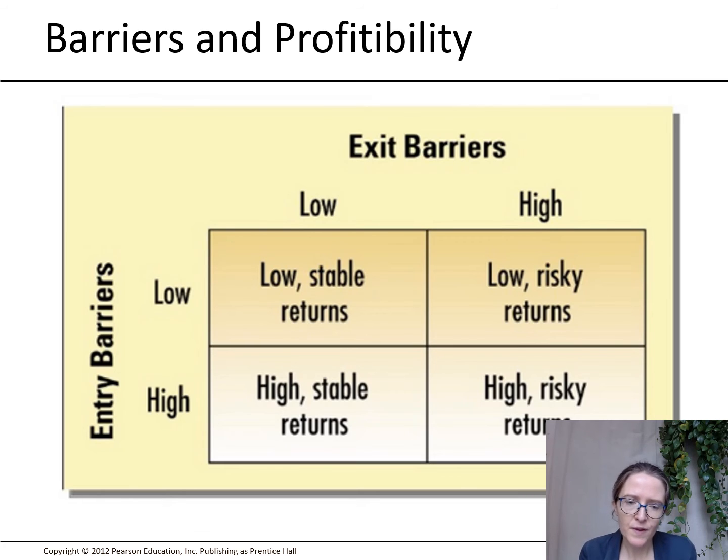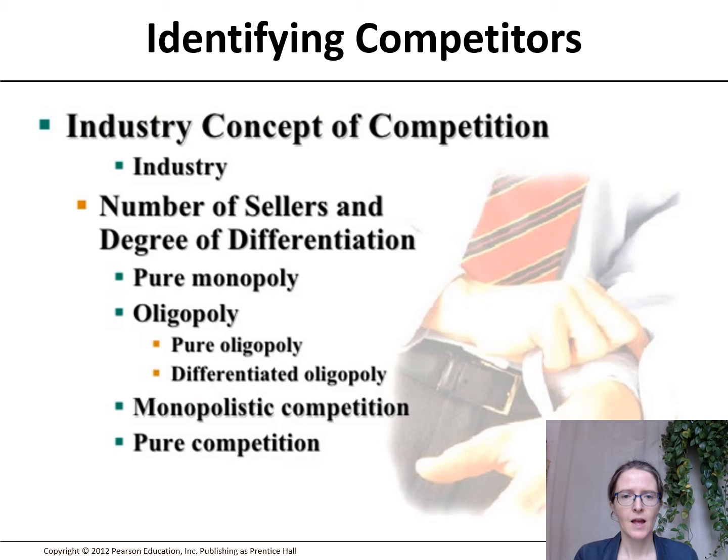Before continuing with the video, just pause to reflect for a minute and think about what you need to be aware of in terms of identifying competitors. So we're talking now a little bit more about that. What do we need to be a little bit more conscious of? In terms of identifying competitors, we need to be aware of various factors involved. We should be aware of what we mean by the industry concept of competition. So what industry are we operating in, and what are the number of sellers and the degree of differentiation of those sellers in the marketplace?